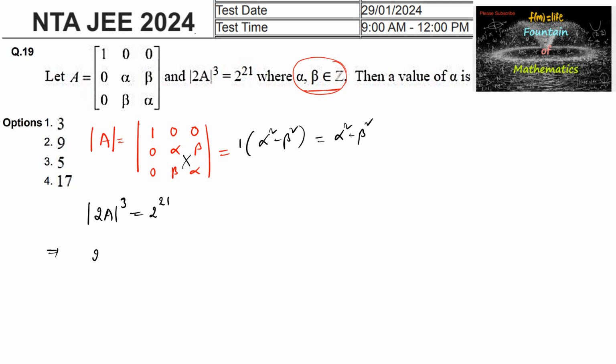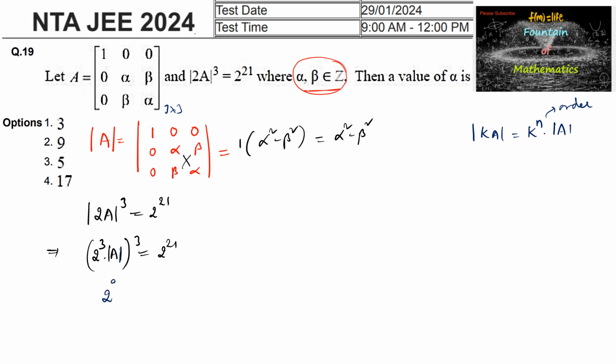So we can write this as 2 to the power of 3 into det A, whole to the power of 3, is equal to 2 power 21. Since we know the property that determinant of constant k into A is equal to k to the power of n into det A, where n is the order of the matrix. So here the order of the matrix is 3 by 3. So we can write 2 to the power of 3 into det A, and again whole power 3.